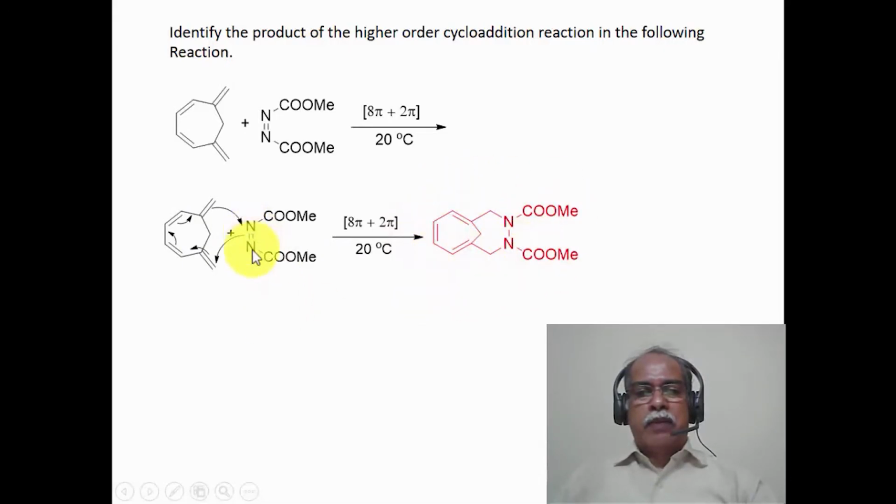You can see here the N double bond N has become an N single bond N because of the cycloaddition process, and these two methylene groups are essentially appearing in these two positions which are connected to the nitrogen, and this methylene here, which is the sp3 methylene, is essentially acting as the bridge in this particular system. So this is the product of the 8-pi 2-pi cycloaddition reaction.